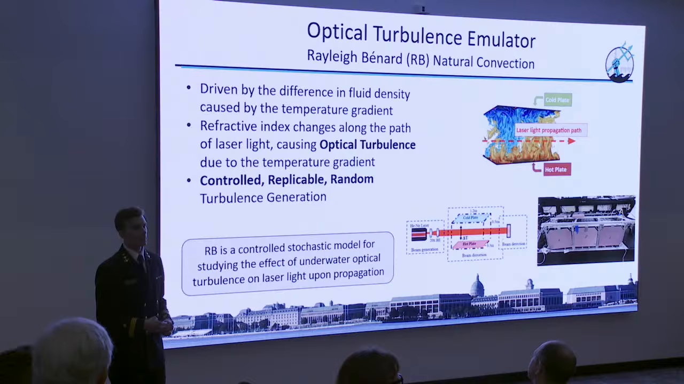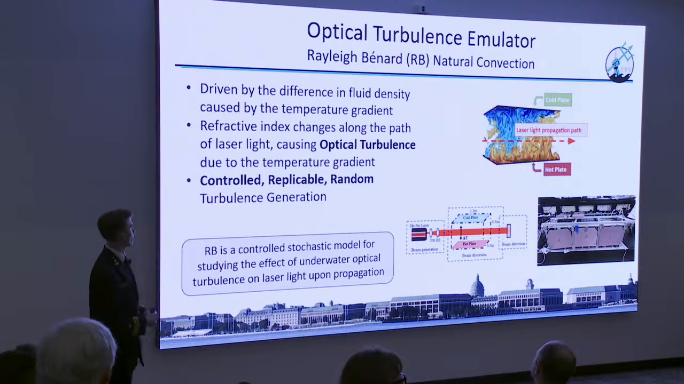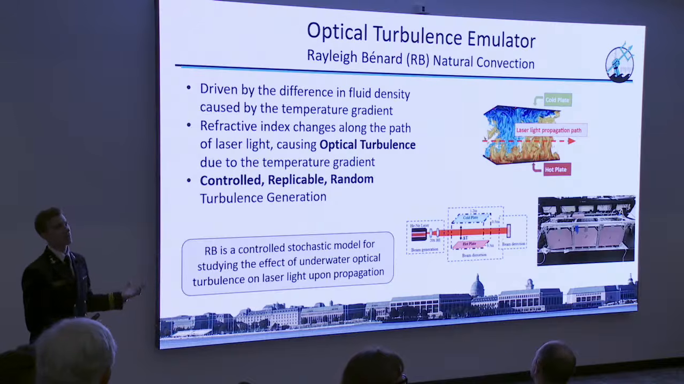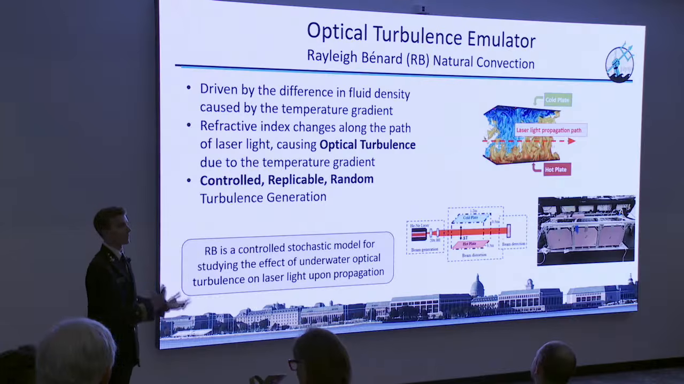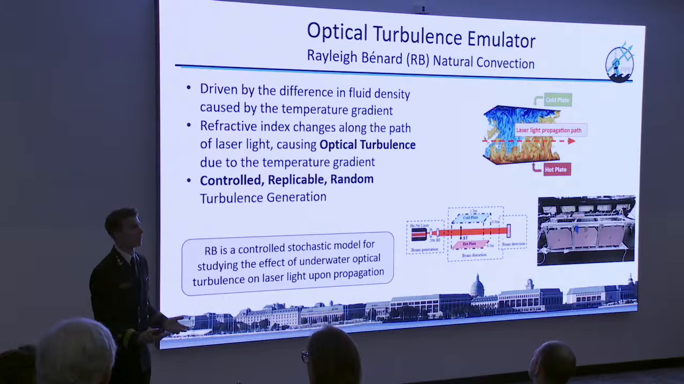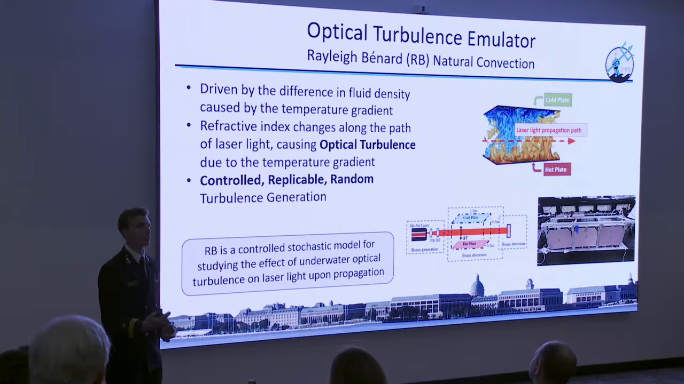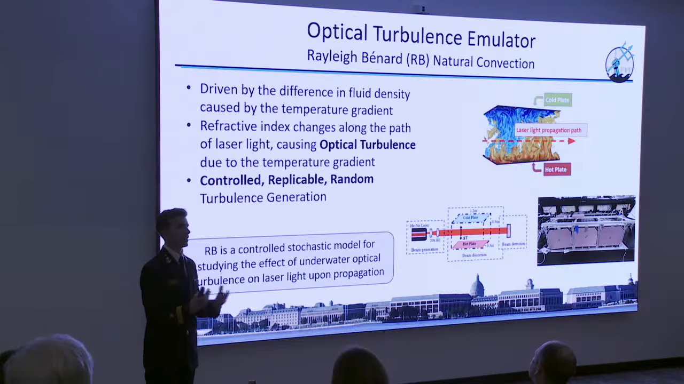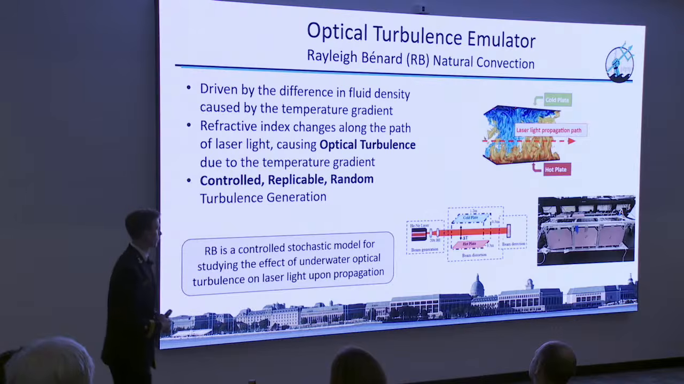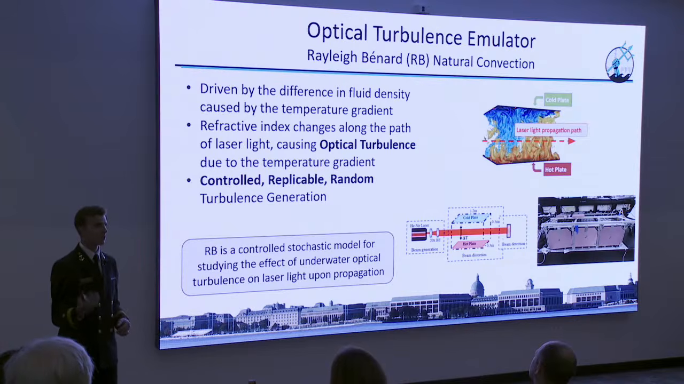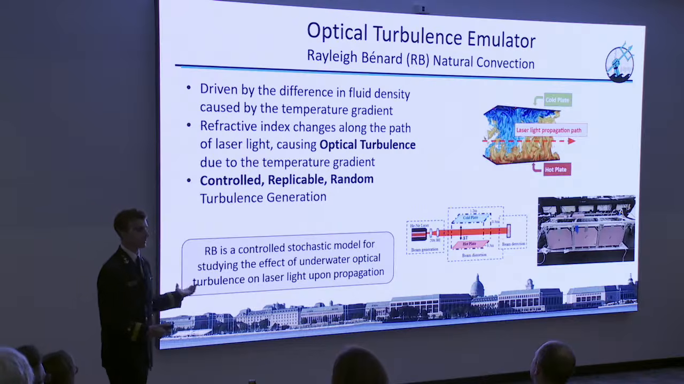We chose Rayleigh-Bénard turbulence because Rayleigh-Bénard, by nature, is a controlled, replicable, and random process. This basically means that from experiment to experiment, from trial to trial, we can replicate the turbulence again and again, and we know what to expect, and we know what is happening inside of this tank. And with the foundational work done by the professor and some of the previous research students, we have proven that our Rayleigh-Bénard turbulence tank is a stochastic process, validating these claims.